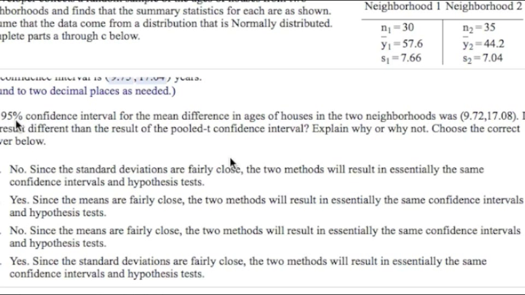So we are being asked, a 95% confidence interval for the mean difference in ages of houses in the two neighborhoods was 9.72 to 17.08. Is this result different than the result of the pooled t-test? T-confidence interval, explain why or why not. Choose the correct response. It's definitely not significantly different, and that is because the standard deviations are fairly close and the two methods will result in essentially the same confidence interval and hypothesis test. Alright, thank you.